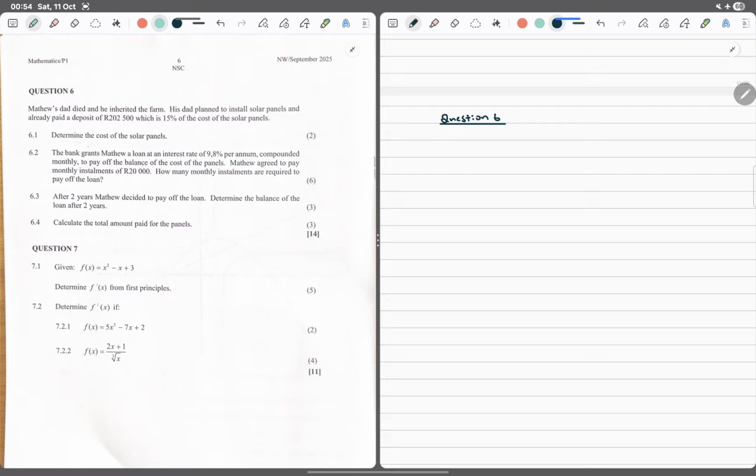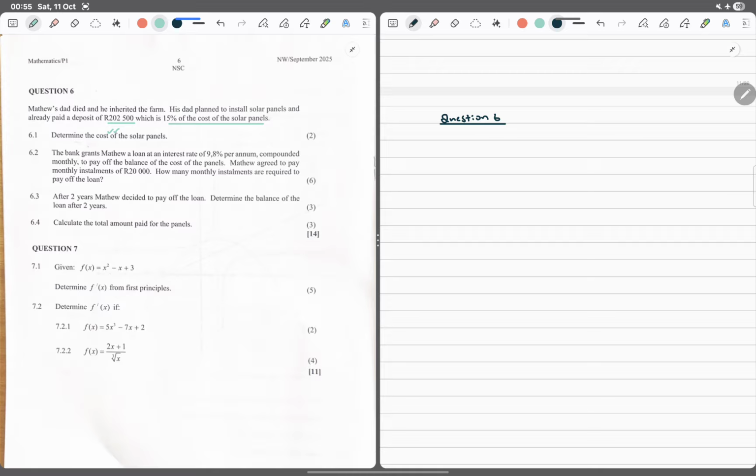Question 6. Now, we are told that Matthew's dad died and he inherited the farm. His dad planned to install solar panels and already paid a deposit of 202,500 rands, which is 15% of the cost of the panels. Okay, and we need to determine the cost of the panels. Right.